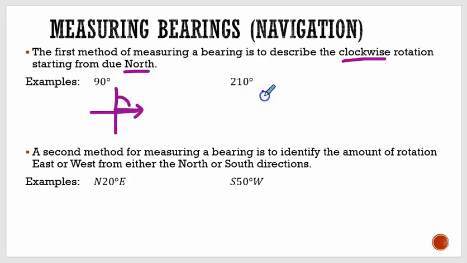For another example, we have 210. So if they say a bearing, again, make sure you start from north and then rotate that measurement going around clockwise. So this would be 90 degrees, 180 degrees, and then 210 would go a little bit farther in this direction. So that would leave a 30-degree angle in here.